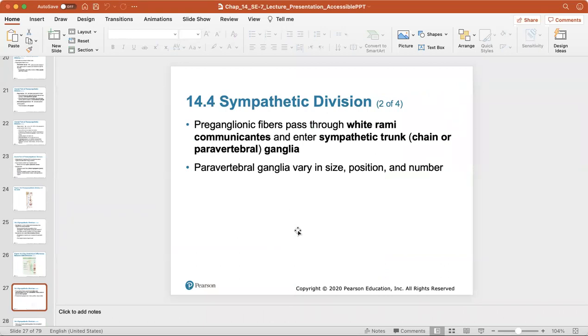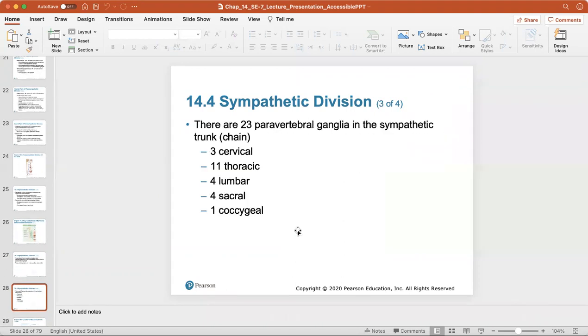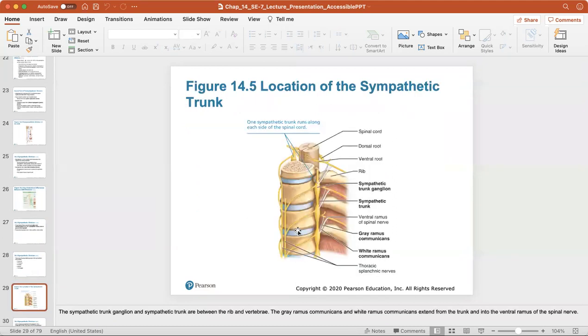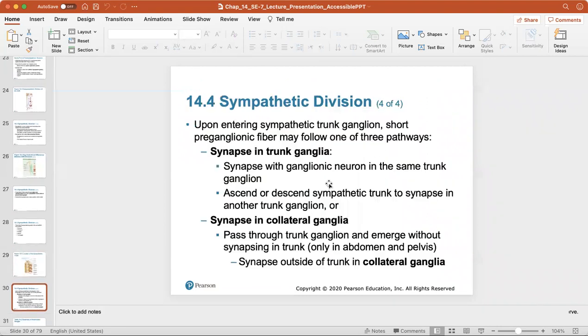Your preganglionic fibers will pass through white rami and enter the sympathetic trunk. And the paravertebral ganglia in the sympathetic trunk will vary in size, position, and number. You have 23 paravertebral ganglia in the sympathetic trunk, which you can see here. I won't ask you guys to know how many are a part of each, but here's just a look at the sympathetic trunk. If you remember from anatomy, the sympathetic trunk goes on either side of the spinal cord and includes ganglia reaching out.